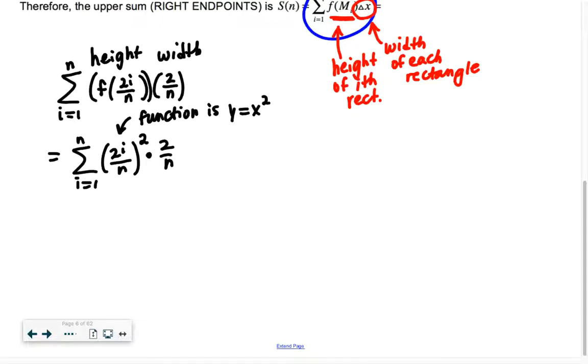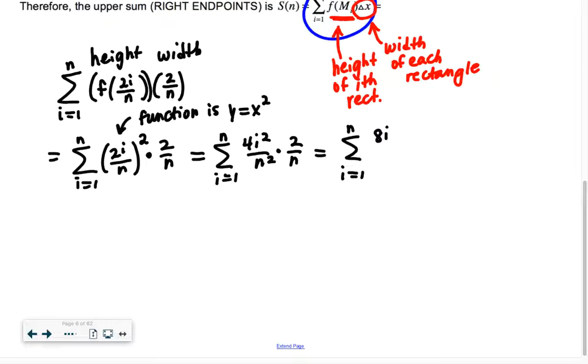So we got it. Start to simplify. So try it along with me. Be active note takers, right? So as I square that out, I get 4i squared over n squared multiplied by 2 over n. So I get the summation of i equals 1 to n of 8i squared over n cubed.